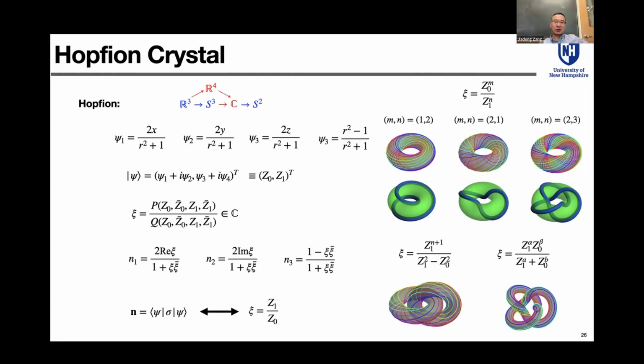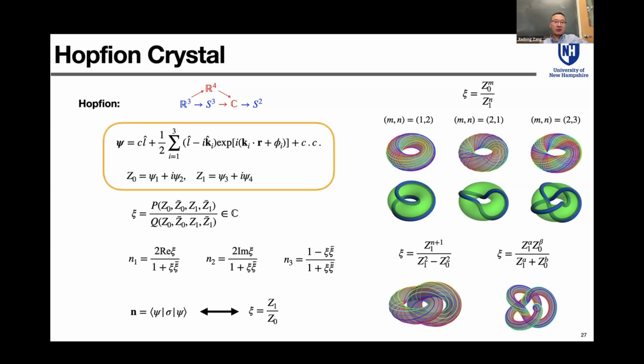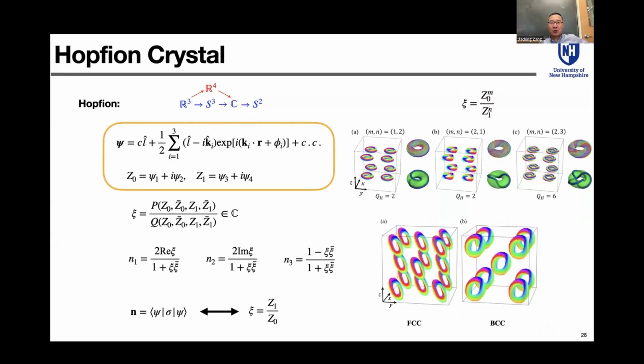But what we do is we embed this S3, for psi1, psi2, psi3, psi4, these 4 numbers in 4 dimensions. And then we write this psi as a superposition of some multi-Q states. And then in this construction, we can end up with a Hopfion lattice. But then the next question is, can we make up a model that stabilizes this Hopfion crystal? And the answer is yes.